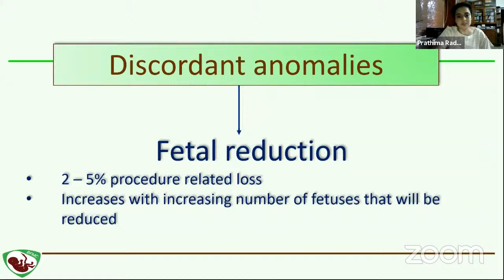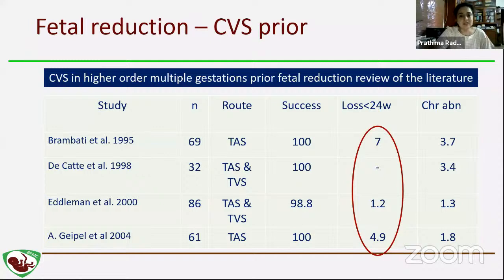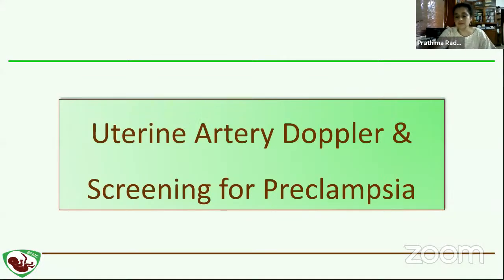Of course, there is a procedure related loss, which is 2 to 5%, and this increases with the increasing number of fetuses, but in twins, of course, it's only one. And what is very important is there are times where we have had to perform CVS prior to doing the reduction, and even in those cases, it's not exceptionally high, the risk of loss. So in good experienced hands, the loss rate can be quite low, even if we have to perform CVS.